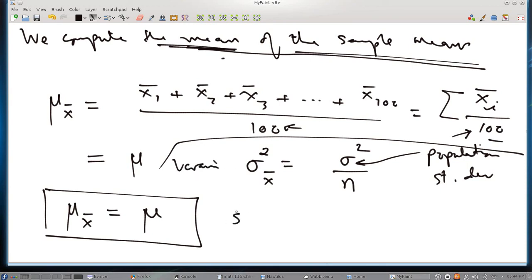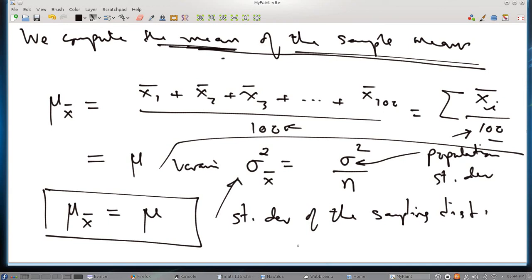So to get the standard deviation of the sampling distribution, we take the square root of both sides. Okay, and I'm going to squeeze it in here. So we have the standard deviation of the sampling distribution by taking the square root of this expression right here will give us this.